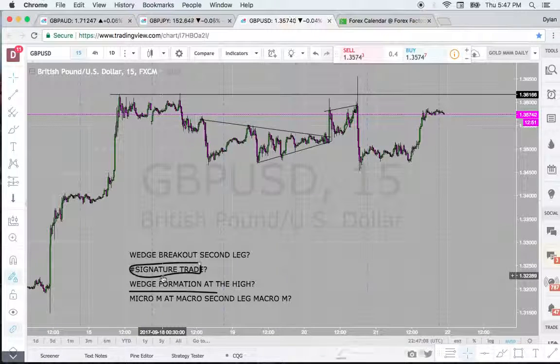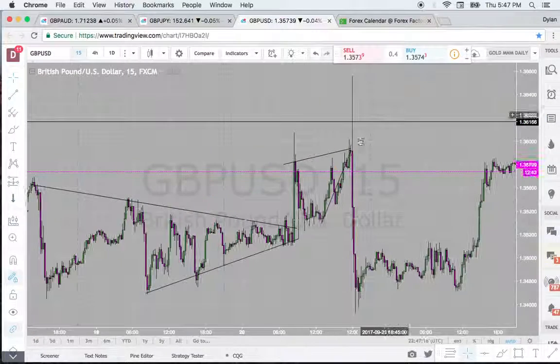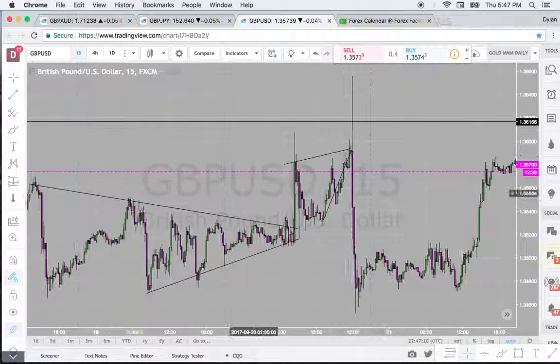It should if you've been watching our videos. So, wedge breakout second leg. This was the wedge breakout second leg. Wedge formation at the high. This was also a wedge formation at the high, or very, very close to the high.